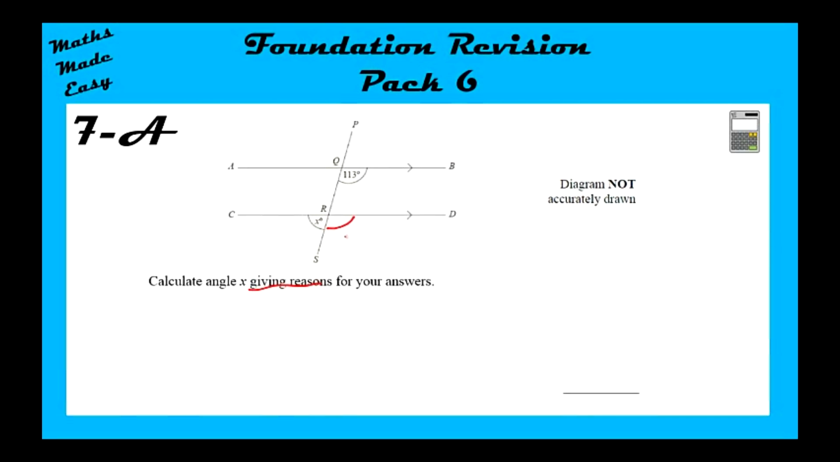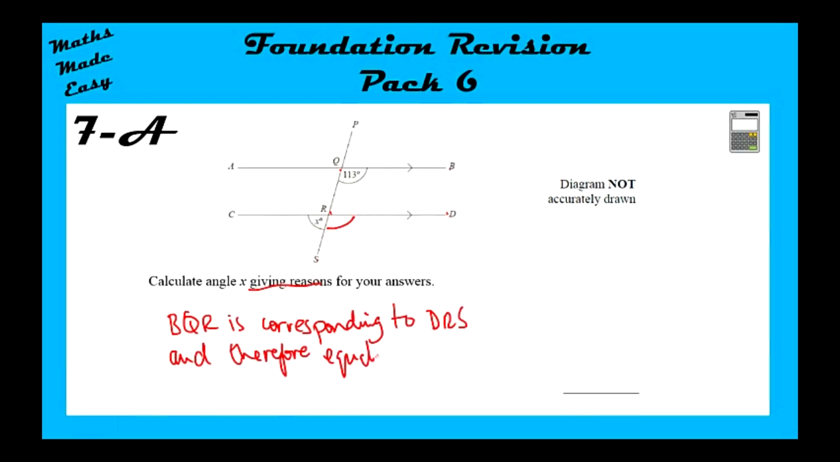I'm first of all going to find out this angle here, using the fact that this angle 113 and this one are corresponding angles. So I'm going to say that the angle BQR, which is that 113, is corresponding to angle DRS and therefore equal. And then to show I know that, I'm going to write 113 on the diagram.